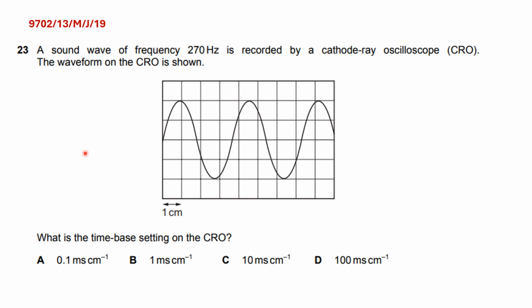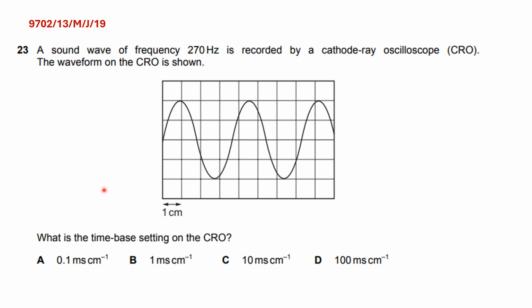So let's see how you do now. The same question that we did before, here we need to find the time-based setting again. So pause the video and try yourself. Now I'm going to read this question. A sound wave of frequency 270 Hz, you see the frequency is provided, is recorded by a cathode ray oscilloscope, CRO. The waveform on the CRO is shown. What is the time-based setting on the CRO?